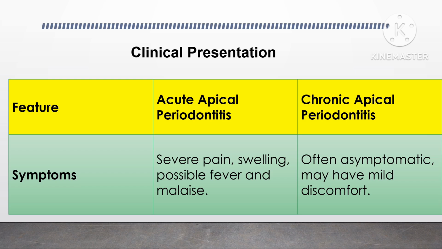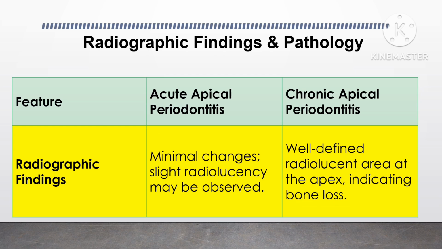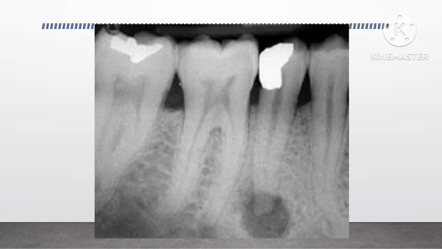On the other hand, in chronic apical periodontitis, the patient is usually asymptomatic, or if there is discomfort, it is mild only. Tenderness upon palpation of the affected tooth is also present in case of chronic apical periodontitis. In acute cases, the radiographs may show minimal changes initially with slight radiolucency at the apex in some cases. But in case of chronic apical periodontitis, there is a presence of a well-defined radiolucent area at the apex along with the evidence of bone resorption surrounding the tooth root.